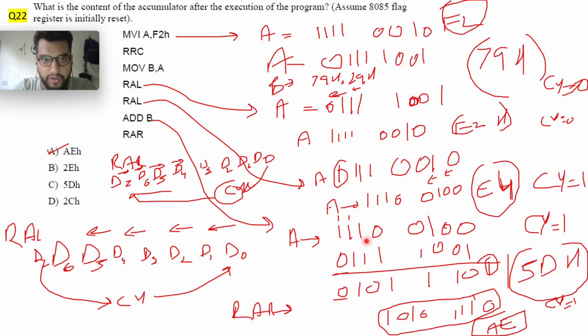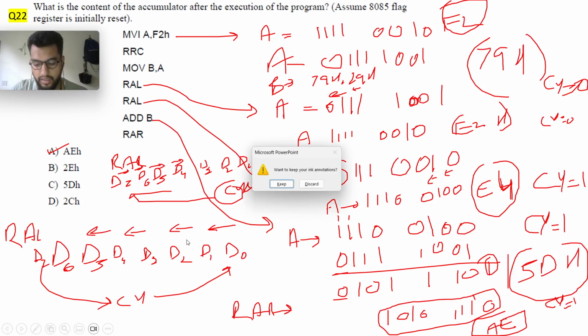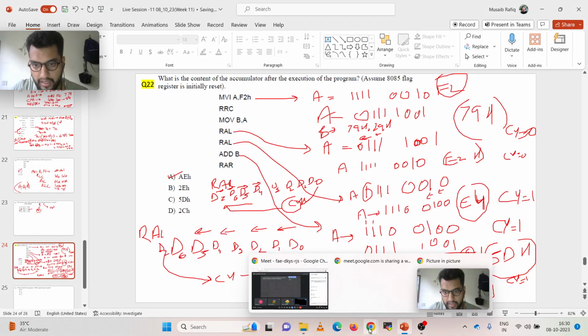Then E4 is added to 79 hex. So this will give us 15D as the answer. Since the carry is there, the carry will be equal to 1. Now RAR is done. In RAR, each bit shifts to the right: D7 goes to D6, D5 goes to D4, and so on up to D2 goes to D1, D1 goes to D0. D0 goes to the carry, and whatever the carry was will go to D7. So this operation happens, and my final result is AE. So option A is my correct answer.